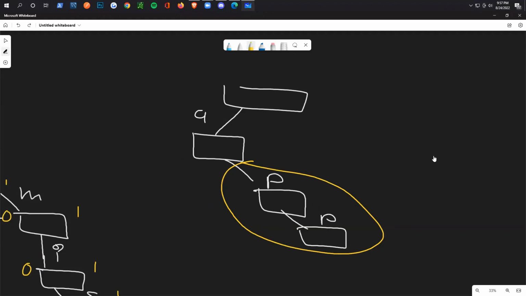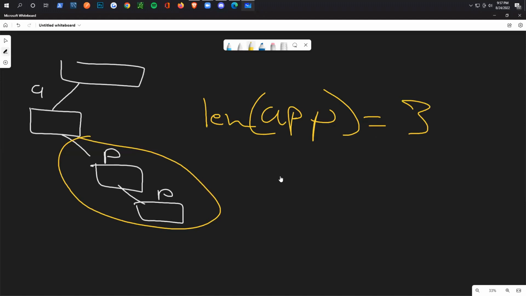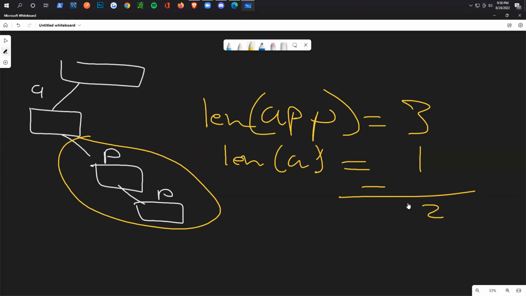So how can we calculate that? Let's just try it like this. We can take the length of the word. So app, the length of the word is equal to 3, right? Let's compare this to what we currently had. We had the length of just A, which is 1. So 3 minus 1 is going to be equal to 2.